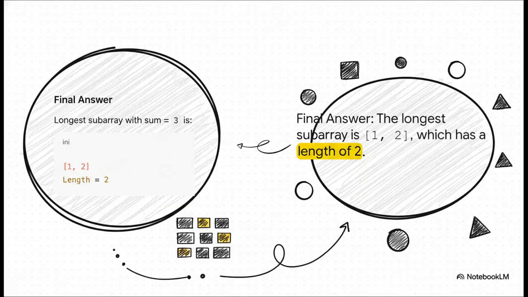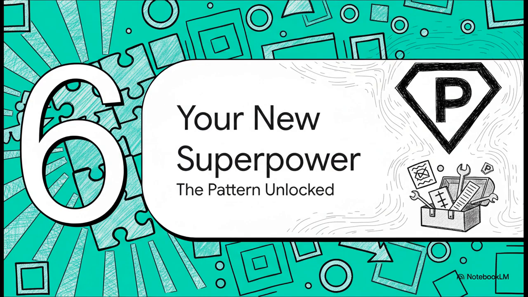And that's it. We're at the end of the array. The final answer we have is 2. The longest subarray with a sum of 3 was 1, 2. Our algorithm worked perfectly. And just like that, you've unlocked the pattern. This is your new superpower.